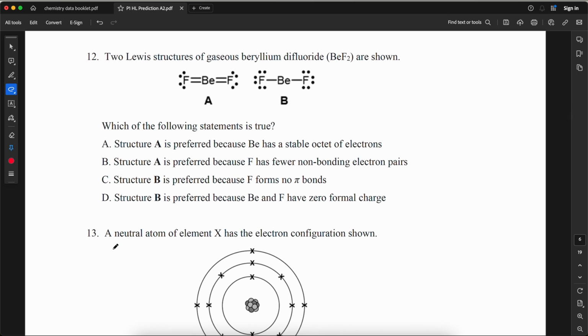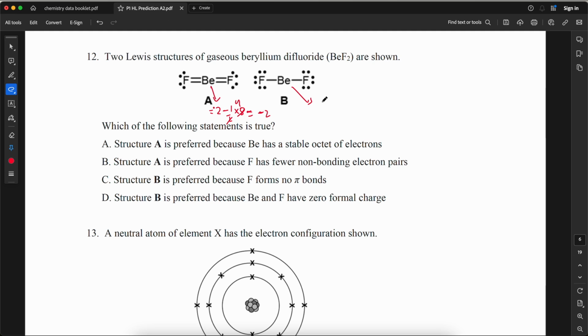Two Lewis structures of gaseous beryllium difluoride are shown. Which of the following statements is true? Okay, let's calculate the formal charge. For this Be, it would be valence electrons minus half the bonding electrons, which is 8, minus non-bonding electrons, there are none, so that would be -2.